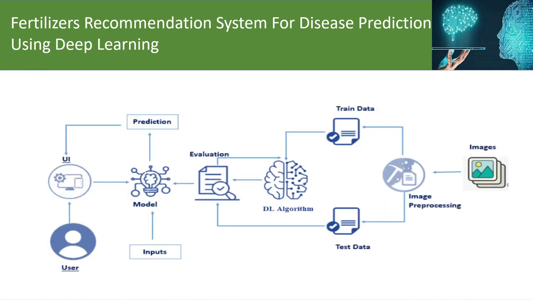This is the technical architecture of this project. From the technical architecture, first you need to be ready with the image dataset for pre-processing. The pre-processed images are categorized into train dataset and test dataset. After the pre-processing, you have to train the images using a deep learning algorithm. After training of the images, you have to test the images in the algorithm. Then you have to evaluate the model.